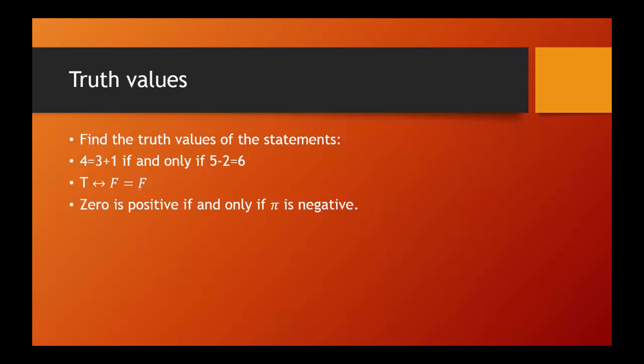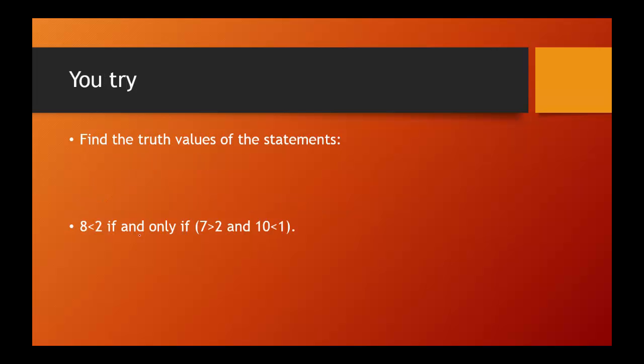Next one, 0 is positive if and only if pi is negative. So same deal. I want to go back and substitute what I know. 0 is positive is a false statement. Pi is negative is also a false statement. But these 2 match. So overall, my statement is true. Logic doesn't always mean it makes sense, right? That seems like a very weird statement to say. Maybe it's hard to understand that it's true overall. Stick to the truth values. That will really help you. So write down what the truth value is, think about how the connectives work, and then just put it all together. All right. So here's 2 for you to try.